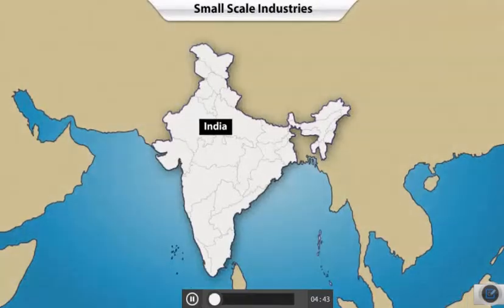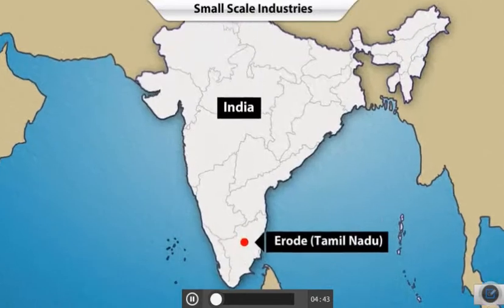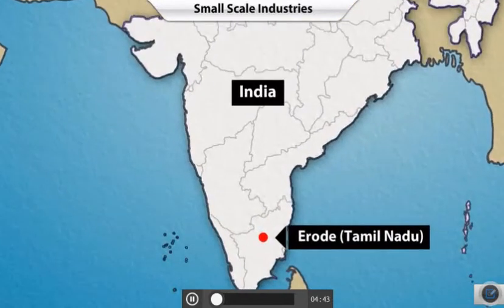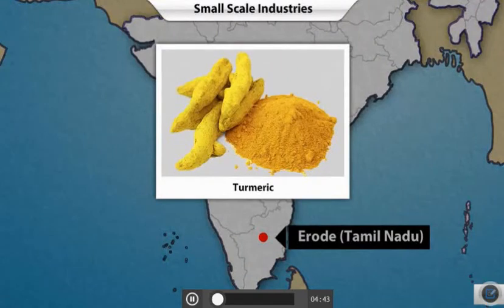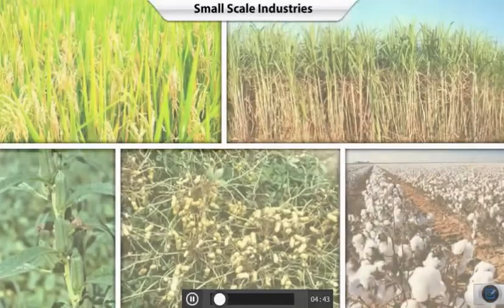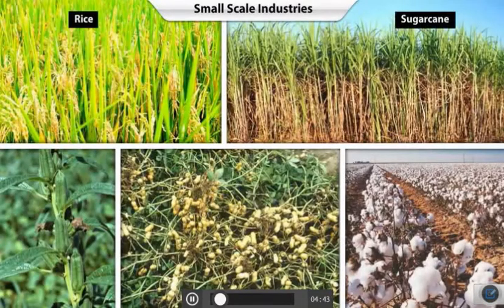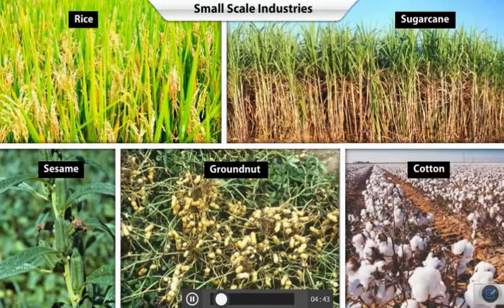Did you know that Erode is nicknamed Manjal Manakram or Turmeric City? Erode is a major producer and trading center of turmeric in Tamil Nadu. Besides turmeric, other major crops grown here are rice, sugarcane, sesame, groundnut and cotton. Overall agriculture is very well developed in this district.